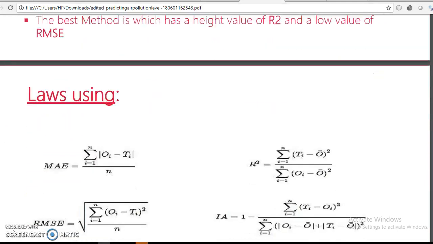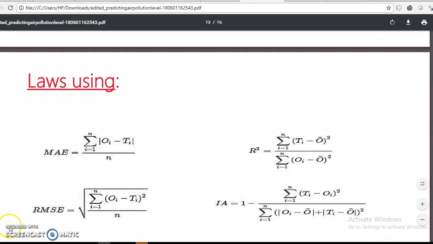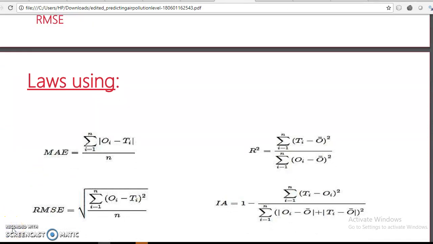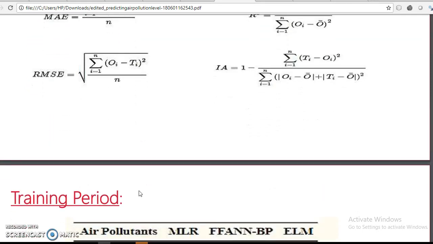The losses used are mentioned here. MAE I have already mentioned; MAE is a method to actually evaluate the models. MAE is basically the mean absolute error, and here is the formula for that. The same goes for RMSE. RMSE is the root mean square error criteria, and the formula is used.